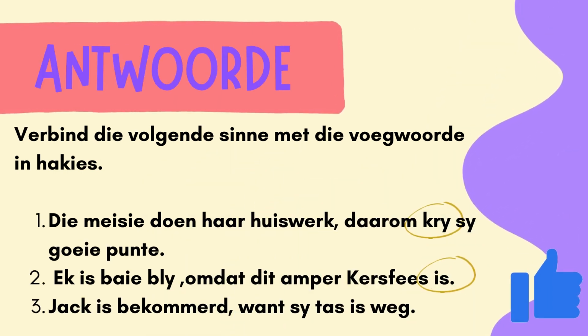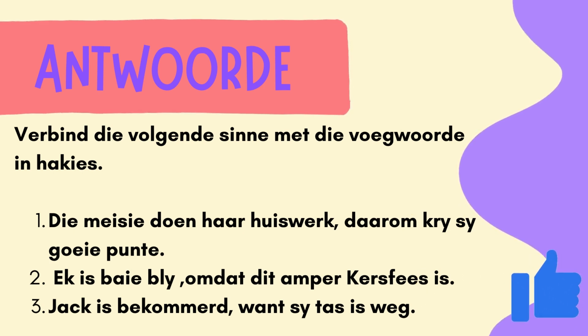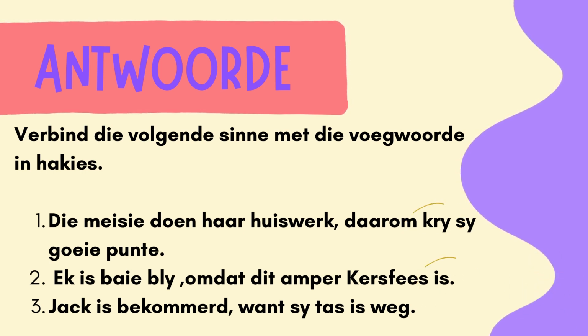Okay, kom ons kyk gou na die antwoorde. Let's look at the answers. So we had to join the 2 sentences, and the first one we see there is die meisie doen haar huiswerk, daarom kry sy goeie punte. Daarom was a group 2 conjunction. So that means my verb in the second sentence, kry, needed to move to the middle. Okay, so that's why kry is behind the conjunction here. And then I wrote the rest of the second sentence. So the girl did her homework, therefore she gets good marks.